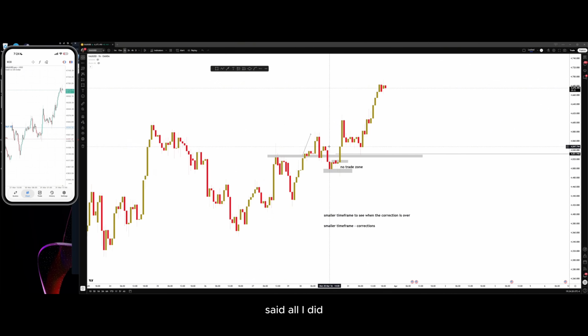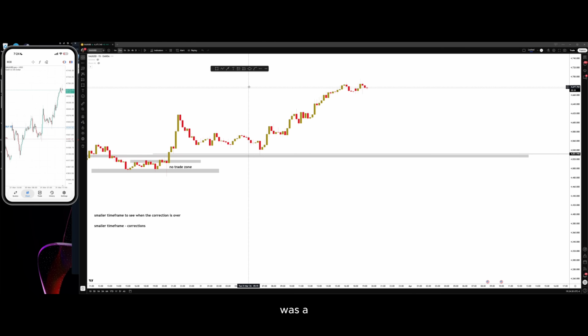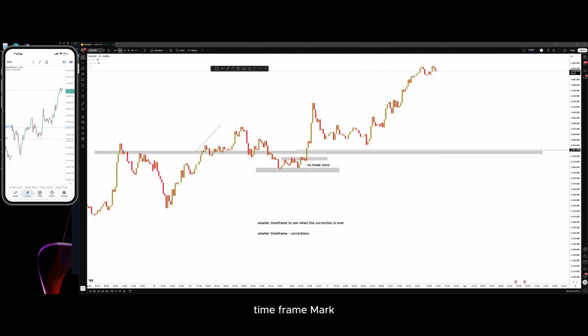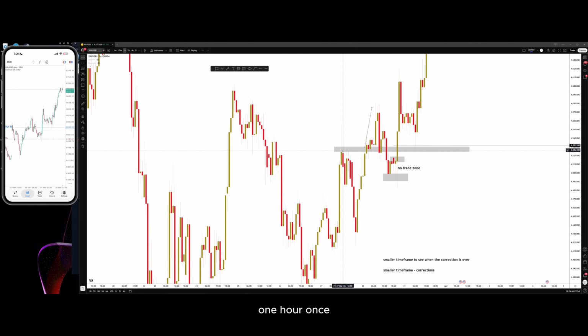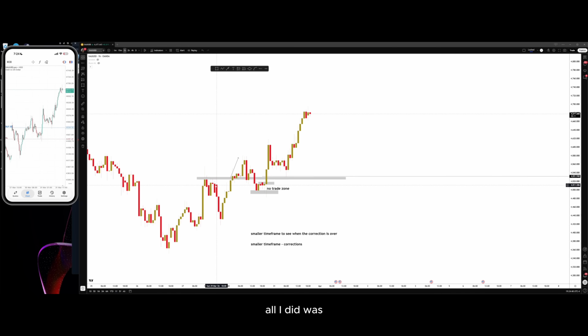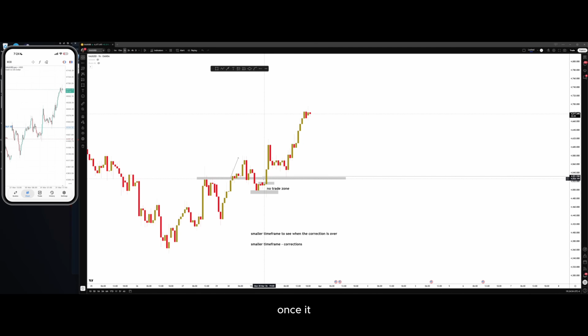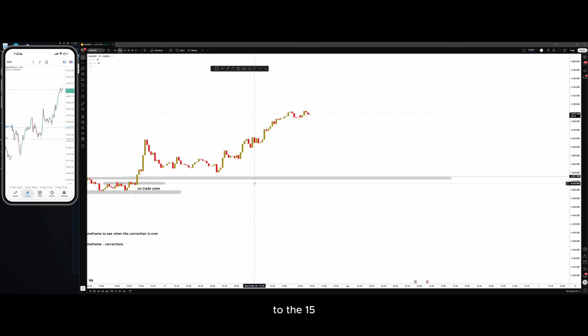So with this being said, all I did was, on the 15-minute time frame, mark or look for a change of direction. So if the 1 hour is correcting and it's bearish, all I'm looking for is the 15 to go back bullish, and it's going to align with the 1 hour once it comes back above that higher time frame level. So once again, all I did was mark out my highs, see the correction, so correction on the 1 hour time frame, and then once it corrected, I would jump to the 15-minute time frame.